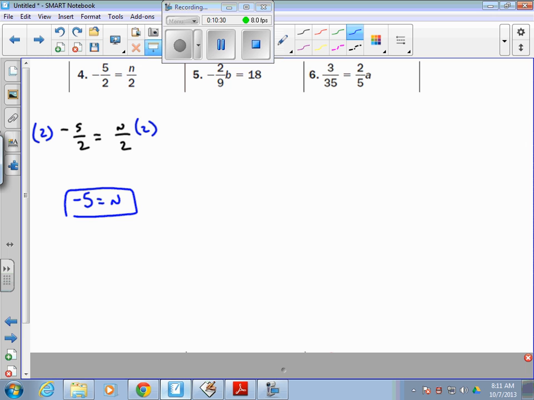Again, only one step, and it is the inverse. We'll shorten it up a little bit right here. Inverse of division.